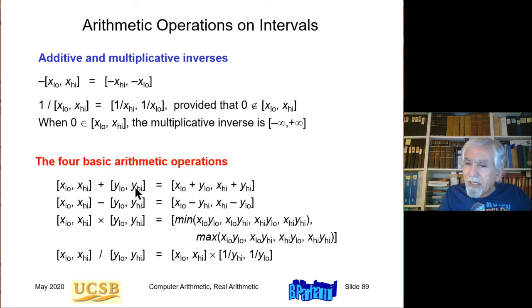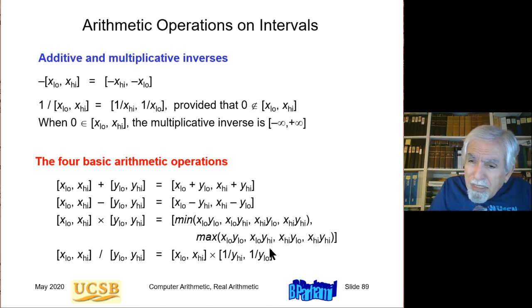And if there's a second number with corresponding lower and upper bounds, you can add these two numbers by adding the lower bounds to get the lower bound of the sum and adding the upper bounds to get the upper bound of the sum. Similarly, there are formulas for subtraction, multiplication, and division. Okay, so I won't go into a lot of detail.